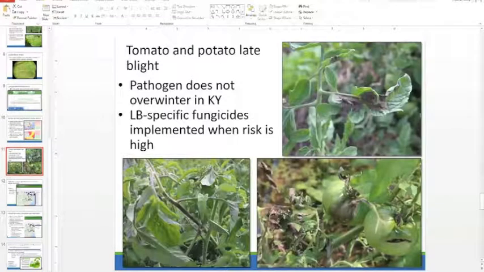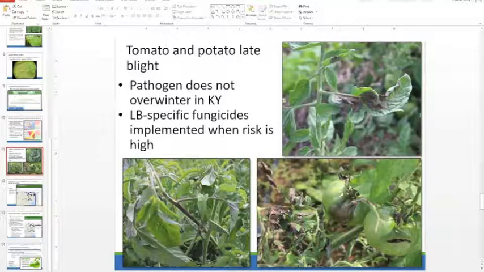I'm going to shift gears here toward a disease that we do not frequently get in Kentucky, but when we do get it, it can be extremely catastrophic for tomato and potato growers. This disease is late blight. Like the downy mildew pathogen, this pathogen does not overwinter in Kentucky, but they have late blight right now in Florida, actually. While we don't get late blight every year, when we do get it, systemic fungicide applications are absolutely necessary for efficient management of this disease.